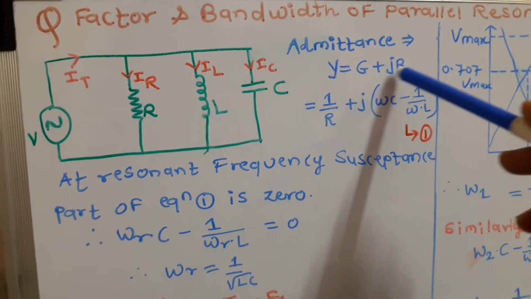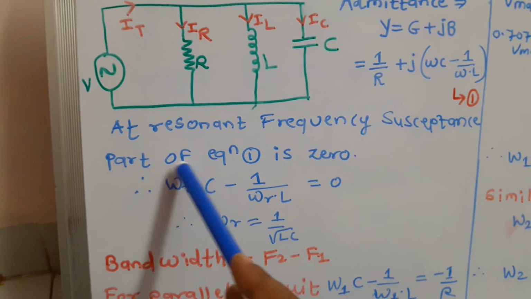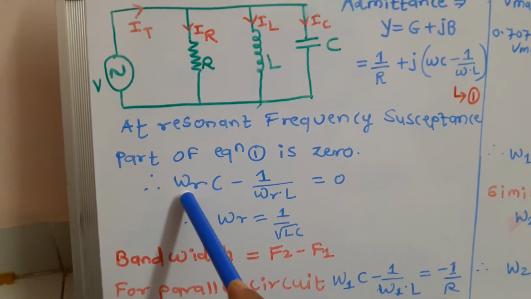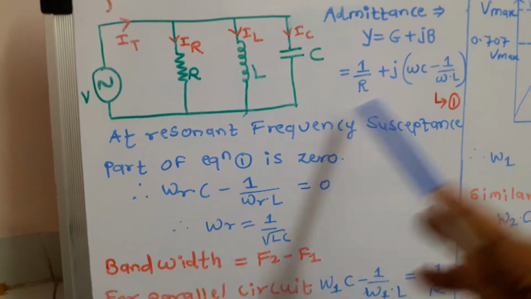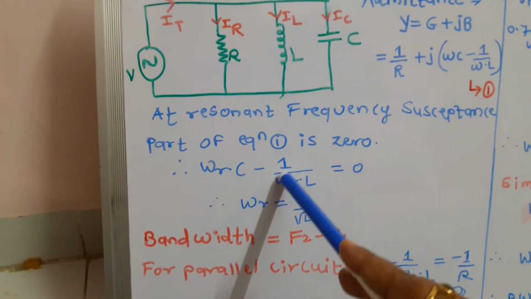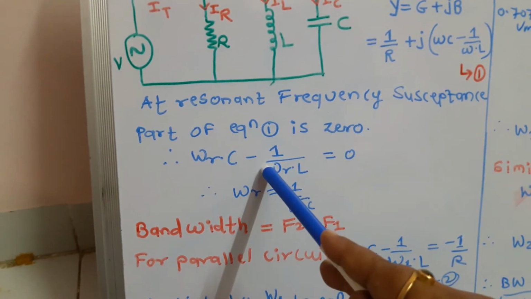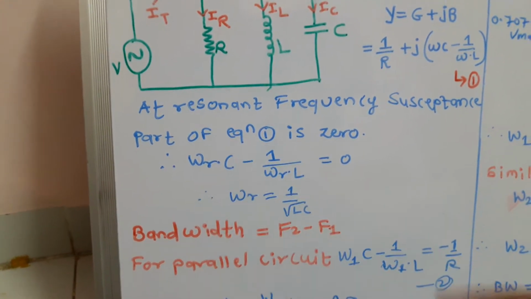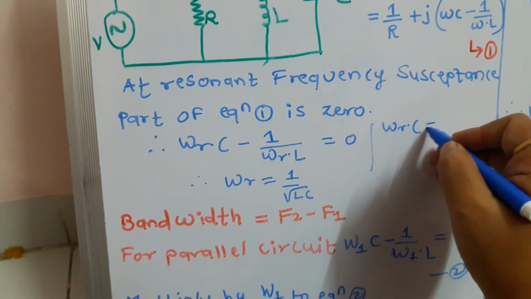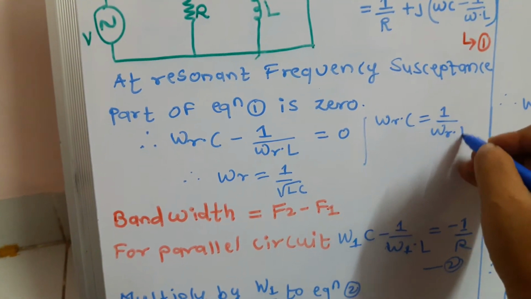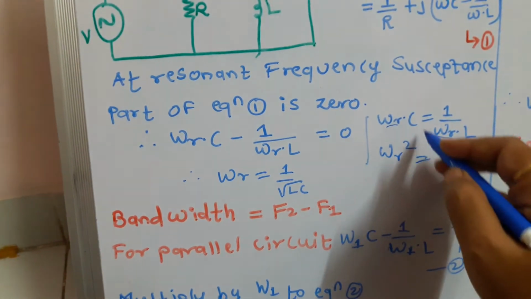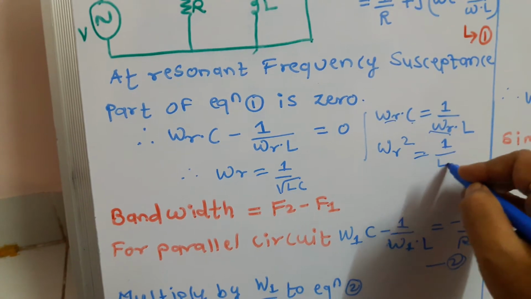Now when this part becomes 0, what does it mean? The imaginary part of equation 1 becomes 0 at the resonant frequency, so we attach a suffix R here. Omega R C minus 1 upon omega R L is equal to 0. So what does it give us? Shifting this to the right hand side, it becomes positive. So we have omega R C is equal to 1 upon omega R L. Here omega R into omega R gives omega R square, and C shifted to the denominator gives 1 upon LC.